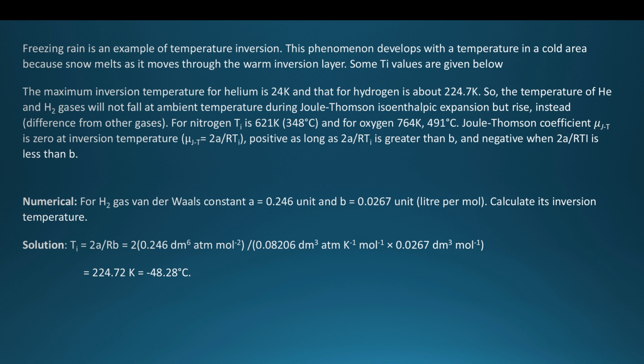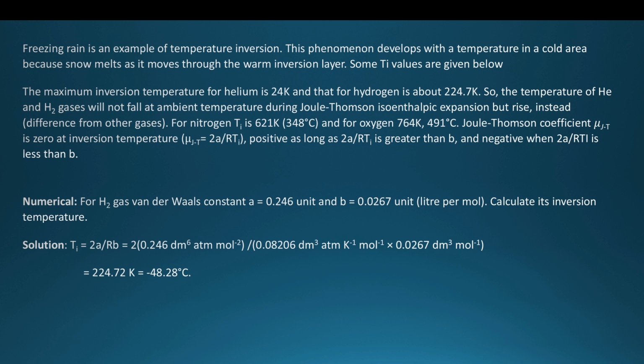The maximum inversion temperature for helium is 24 K, and that for hydrogen is about 204.7 K. So the temperature of H2 and helium will not fall at ambient temperature during the Joule-Thomson isenthalpic experiment. Instead, they will get warmed up, heated up. This is a strange behavior. For nitrogen, Ti equal to 621 Kelvin, and for oxygen, its value is 764 Kelvin.